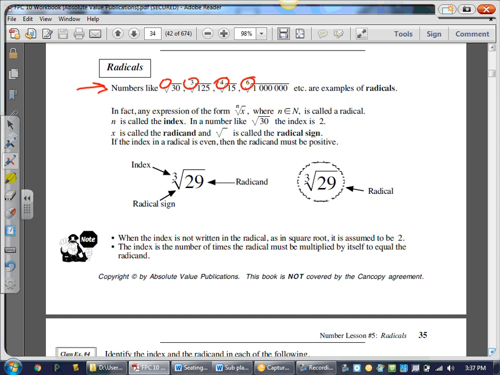Okay? Again, in this note, this little guy is really important, by the way. Take him into consideration. When he says something, that's usually important. When the index is not written in the radical, as in square root, it is assumed to be a 2. So when you see that symbol with nothing in the index, you know that really there's a 2 there. Okay, again, we're going to turn the page.